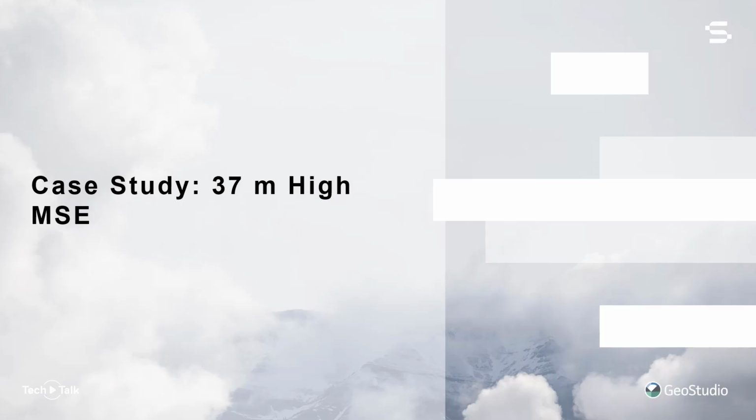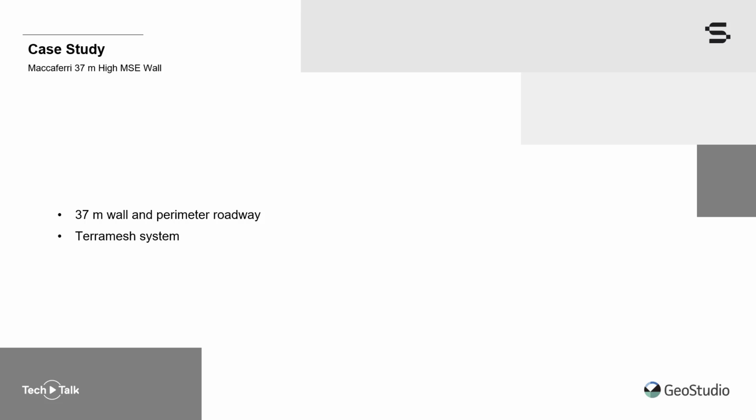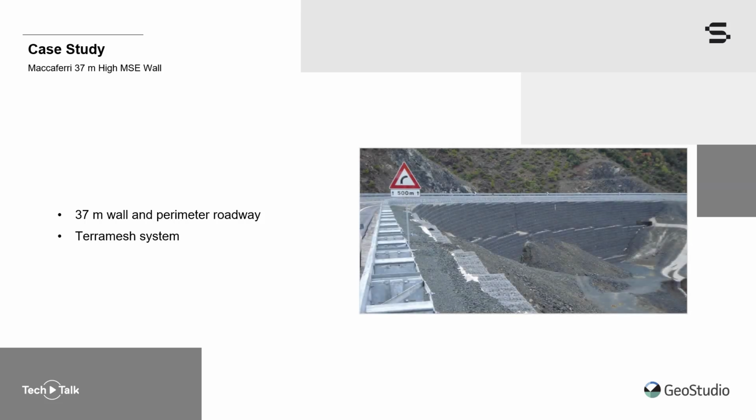Now let's review a case study. Today we're going to look at an MSE wall constructed to accommodate a roadway along the perimeter of a steep slope using a McAfee TerraMesh rock wall system.